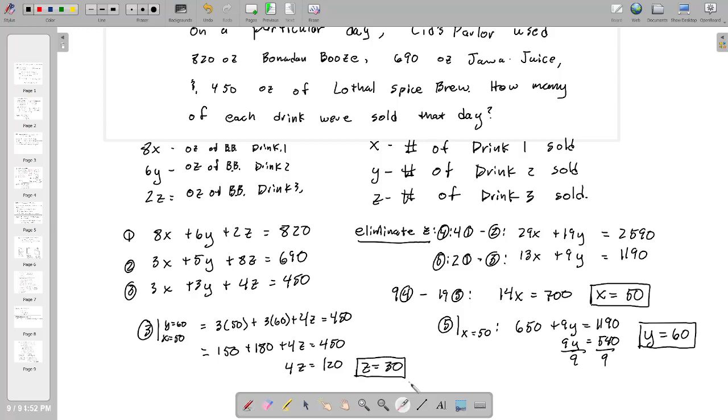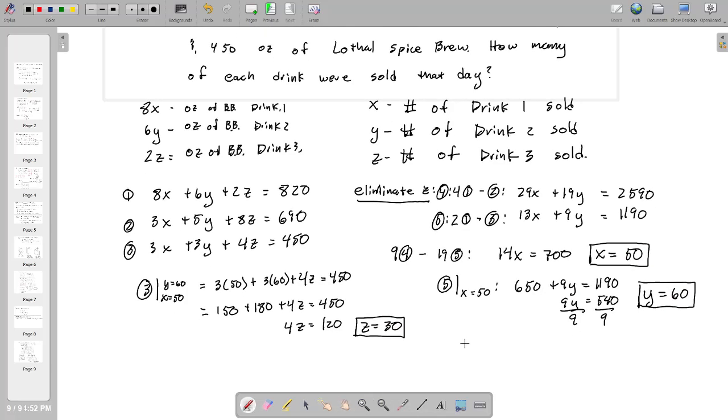So in total, we sold 50 drink 1s, 60 drink 2s, and 30 drink 3s. Our solution: 50 drink 1, 60 drink 2, and 30 drink 3s.